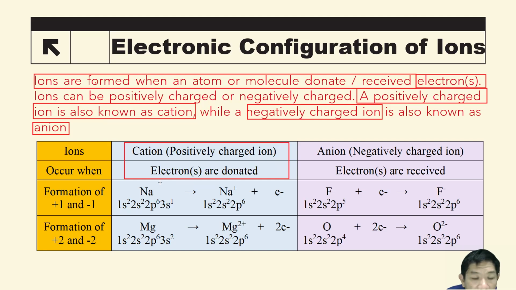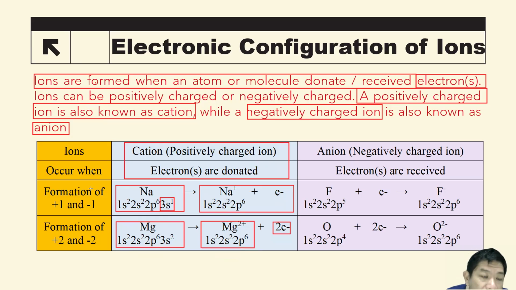For example, sodium has the electronic configuration 1s2, 2s2, 2p6, 3s1, so it donates one electron to become Na+. In Na+, you donate the electron from the 3s1. For magnesium, with 1s2, 2s2, 2p6, 3s2, you donate 2 electrons to form Mg2+. An atom or molecule accepts or donates electrons to achieve an octet configuration of ns2 np6, which is more stable. That is why they accept or donate electrons.